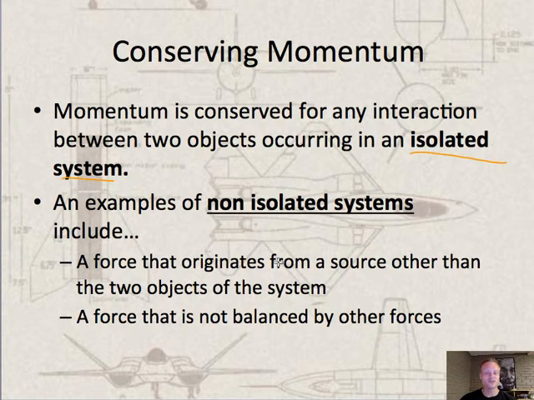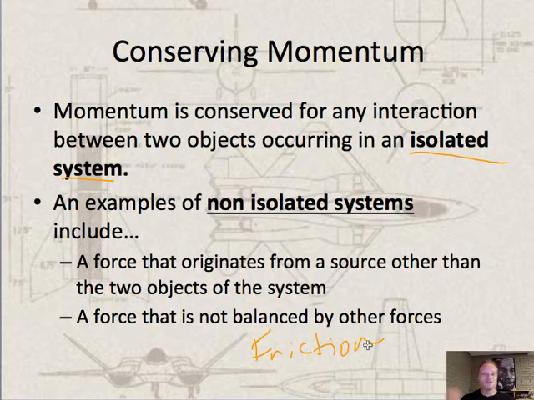If you have a force that originates from a source other than the two objects of the system, so for instance, in that box example, had I had some random person come in and push one of the boxes afterwards, that would be non-isolated. And then a force that is not balanced by other forces. An example of this would be friction. Friction typically isn't balanced by another force. It's typically just there, and it slows objects down. It stops the movement of objects. So if you have friction, or some random force coming in from a source other than the two objects of the system, then it's not isolated.